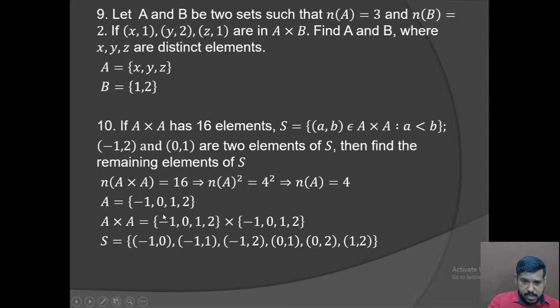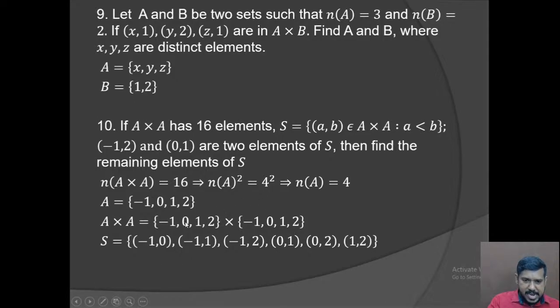Now first of all, the first element is -1. Here the first element is -1, both are same. We cannot take it. Then we go for the next element which is 0. That can be considered. So -1, 0. And this is also a greater number. This is also a greater number. So this is equal to -1 comma 0, -1 comma 1, -1 comma 2.